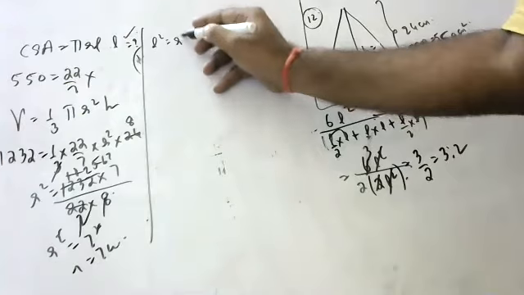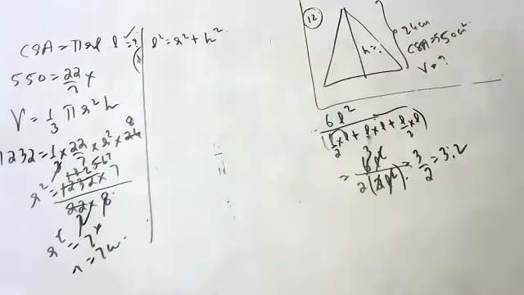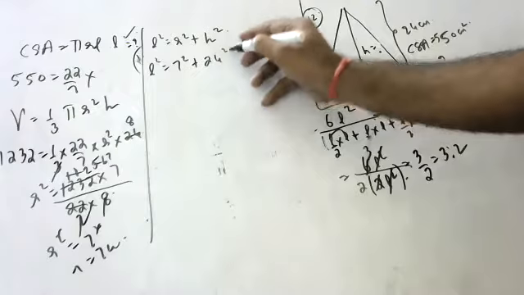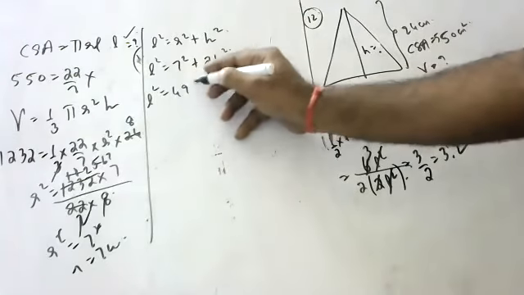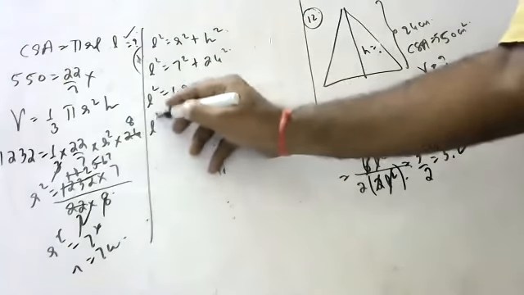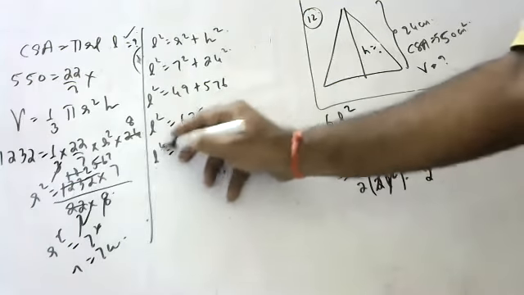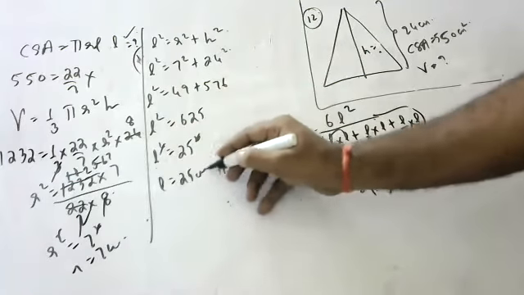If radius is 7 centimeters, find slant height. L square is equal to r square plus h square. L square is equal to 7 square plus 24 square, which is 49 plus 576. L square is equal to 625, so L square is 25 square. L is equal to 25.